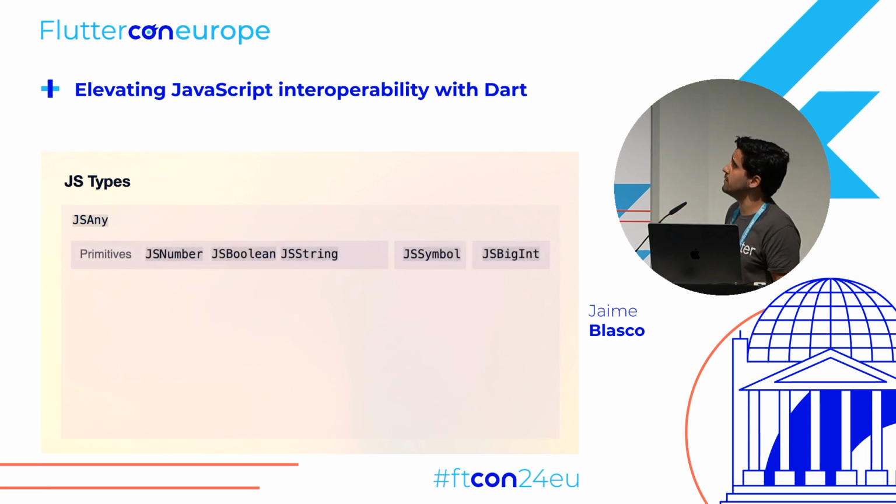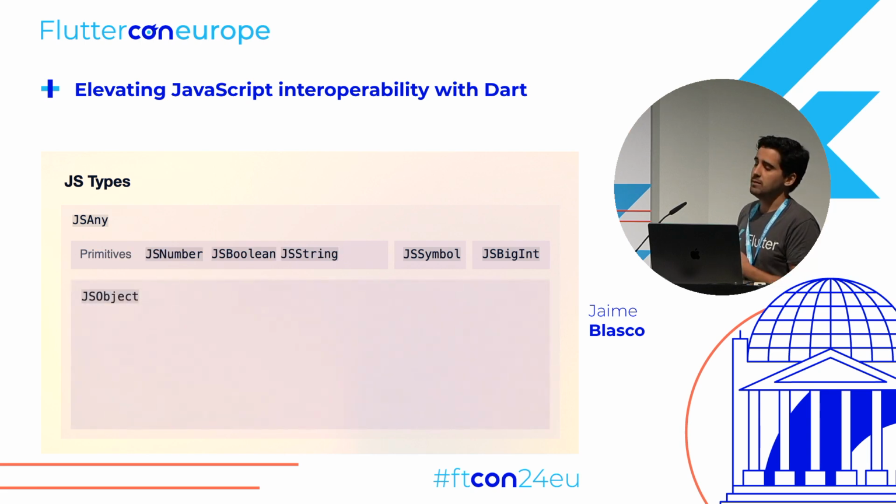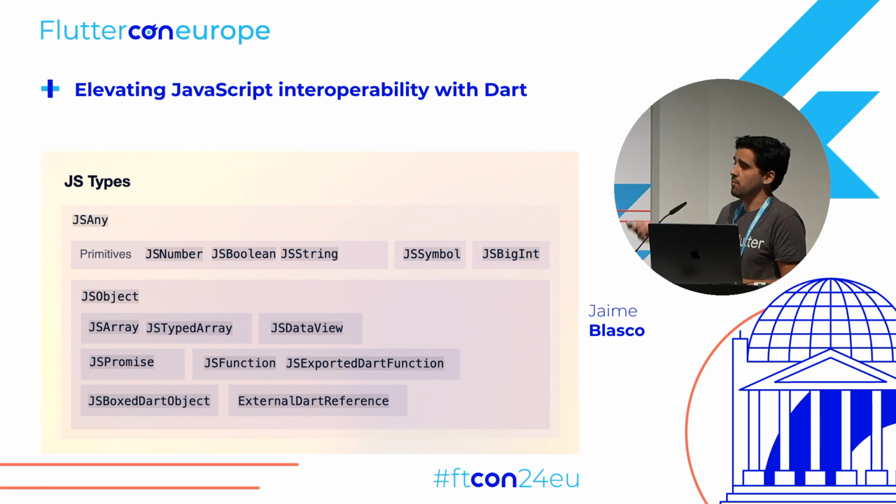We'll have our primitives: JSNumber, which is a JavaScript number, JSBoolean a boolean, JSString a string. I think you are getting it. And then we'll have JSObject, which will serve as the base for any generic object that we might want to create. We already have some of them created, like JSArray, JSTypedArray, all our JavaScript types, DataView, Promise, Function, and some new ones that you are not familiar with from JavaScript, but they are very useful to communicate between JavaScript and Dart.